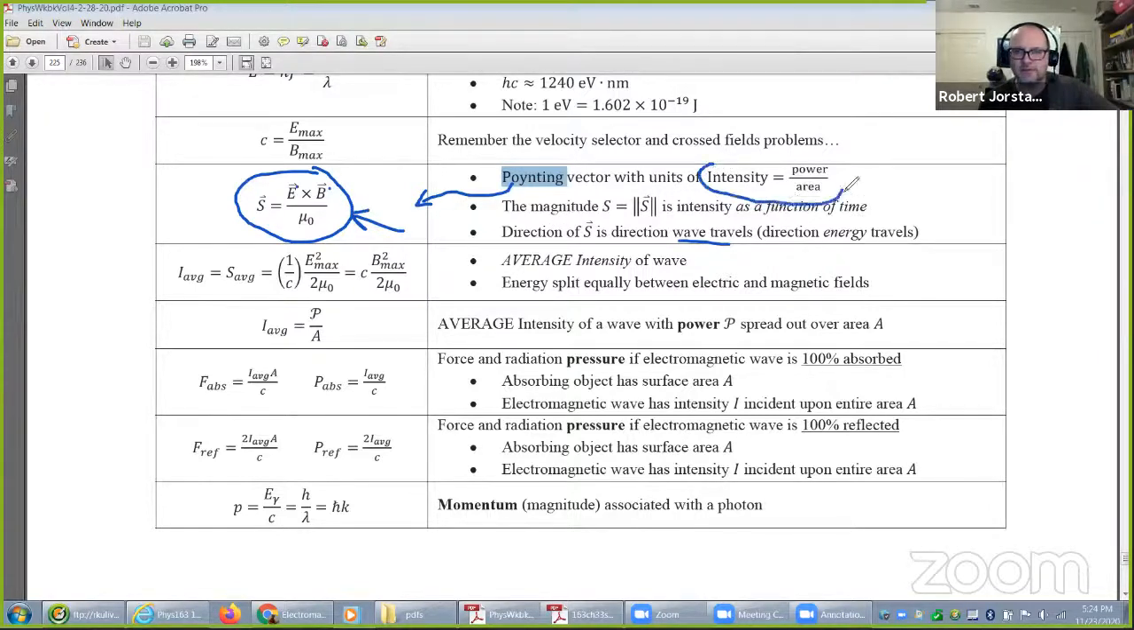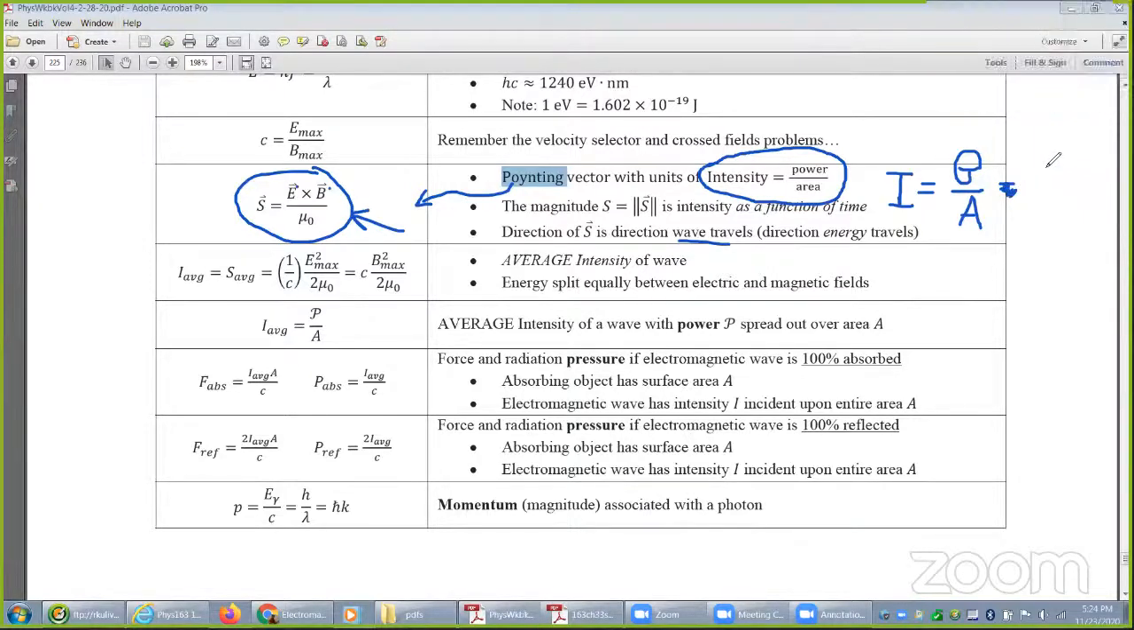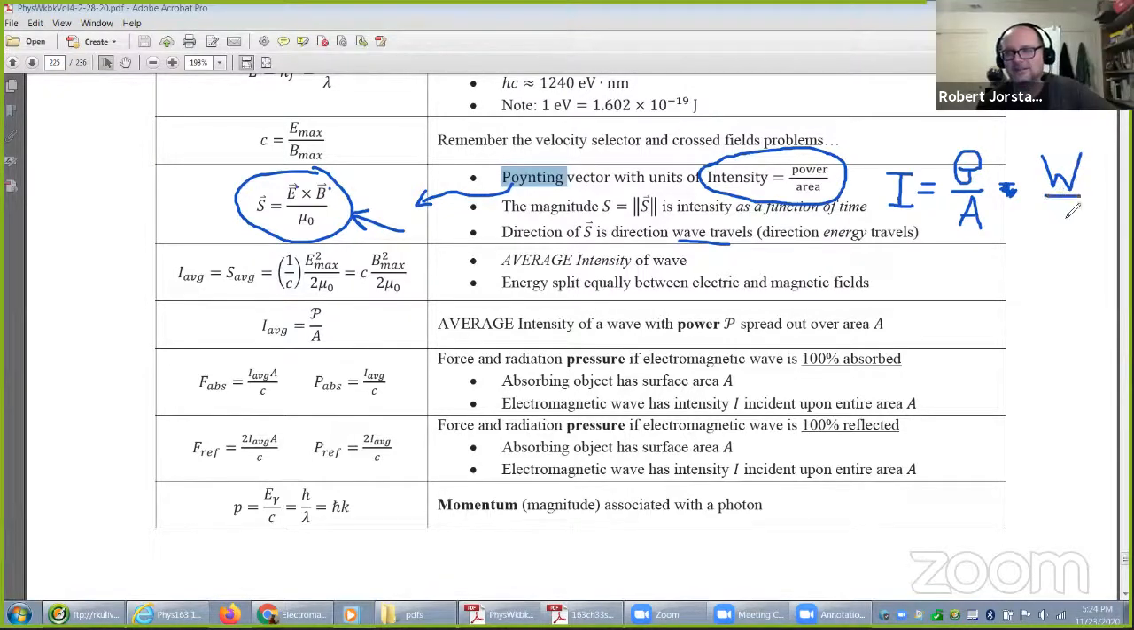Now, if you're a big beer drinker, you might recognize this as an IPA. The IPA is intensity is power over area. Now, give me a reminder. What are the units of this? What are the units of power? Watts. Okay, very good. And area is meters squared.